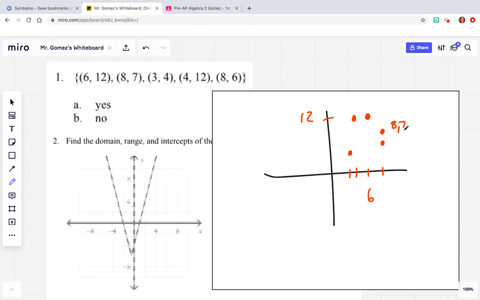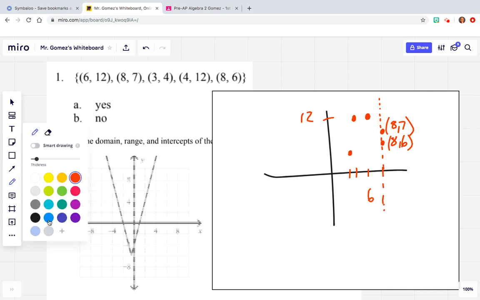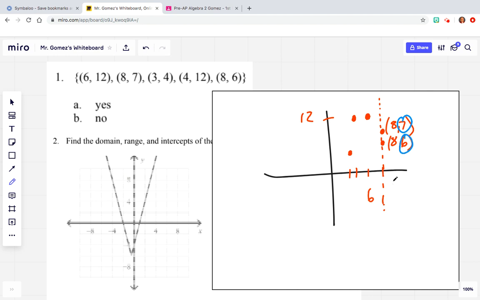So this one was (8, 7), and this one was (8, 6). If I had a vertical line scrolling left to right, these would pass the vertical line test except for here. This is where we would have two separate y values given as an output from that same input of 8. Notice that the inputs are all different except these two. At the same x value of 8, one y value is a 7, one y value is a 6. So it would fail that vertical line test.